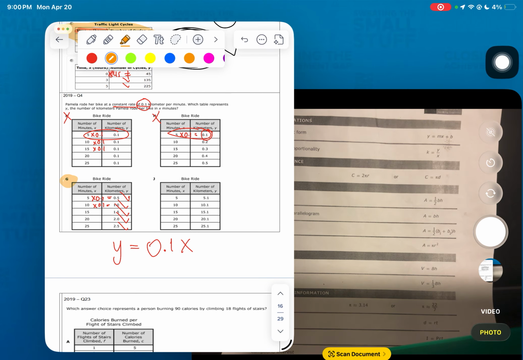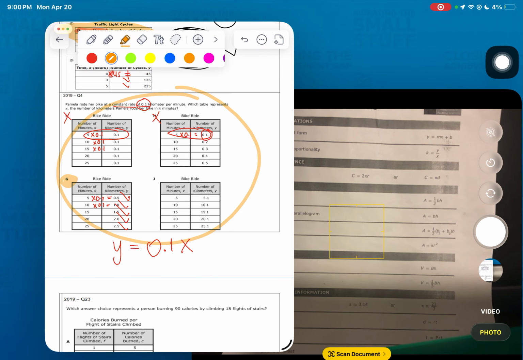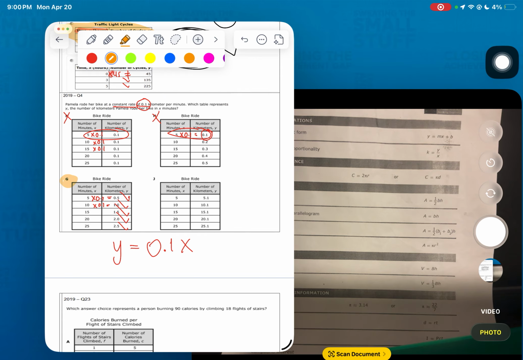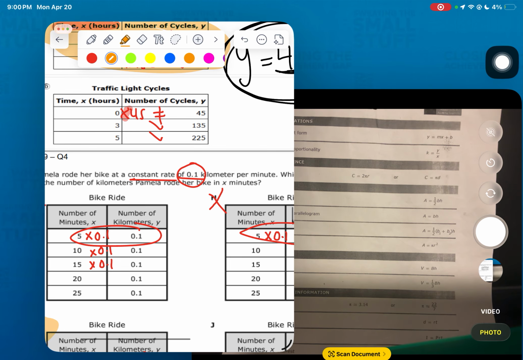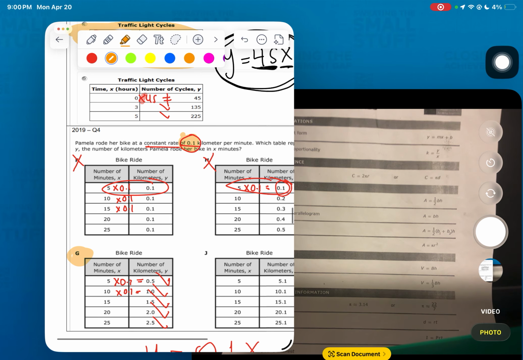Okay? Entonces, if you have a problem where all of your answer choices are tables, look for that number that is given. Every x value has to be multiplied by that number for it to be right.